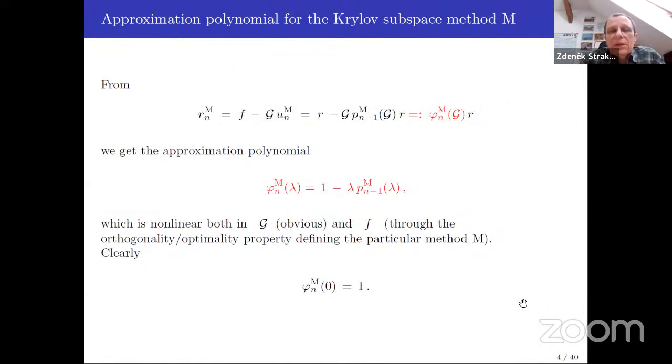If we take this polynomial and go from the solution to the residual, we immediately get what we are used to when we open an algebraic textbook. For a given method M, the residual is defined by a polynomial in the operator applied to the initial residual. And this polynomial, of course, has the value 1 at 0 by construction.